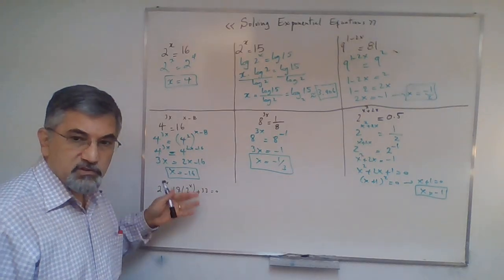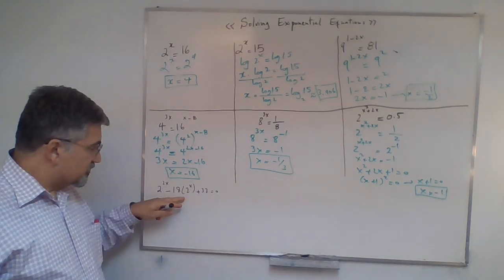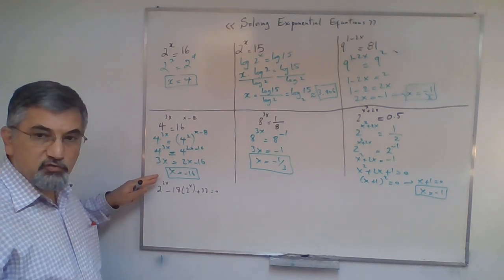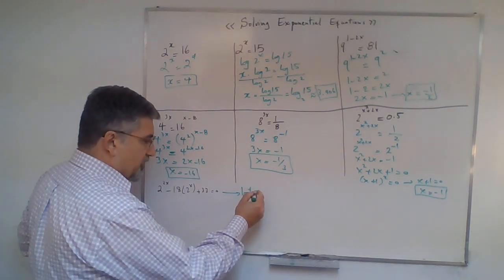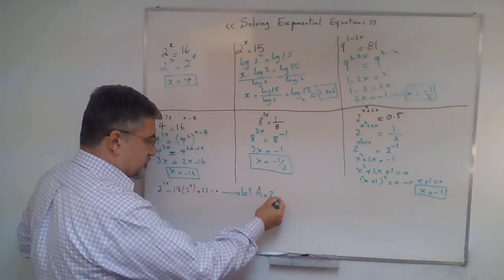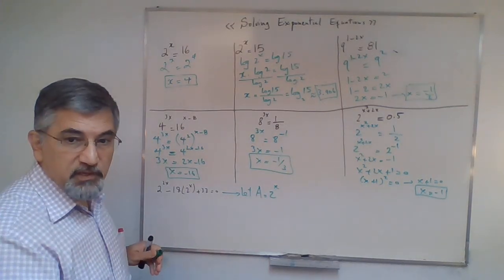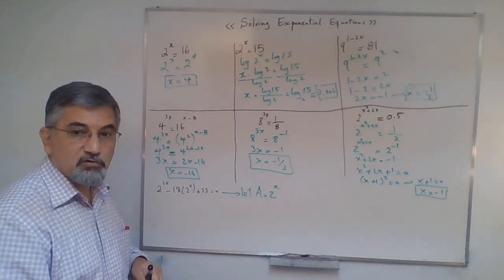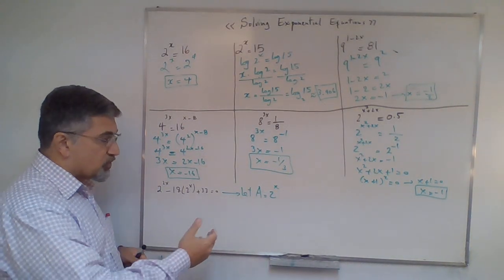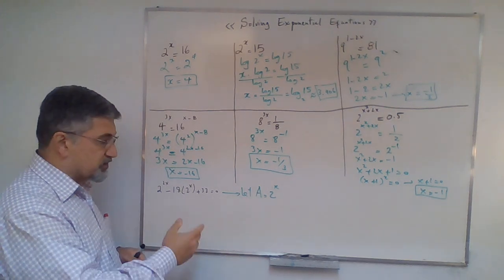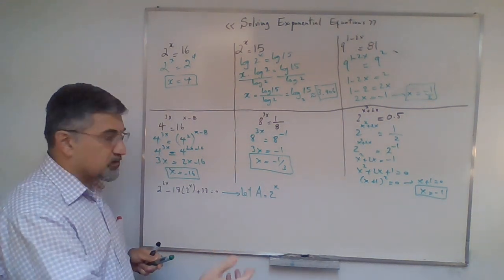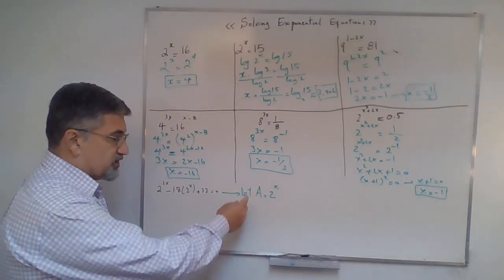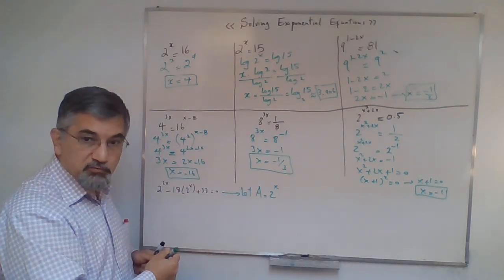I agree with you. It's a little bit complicated because we have 2 to the exponent of x and then we have 2 to the exponent of 2x. So I'm going to say let A equal 2 to the exponent of x. Basically, I'm introducing a new variable called capital A. So I'm changing the variable. The variable is not x anymore. I'm saying let capital A equal 2 to the exponent of x.